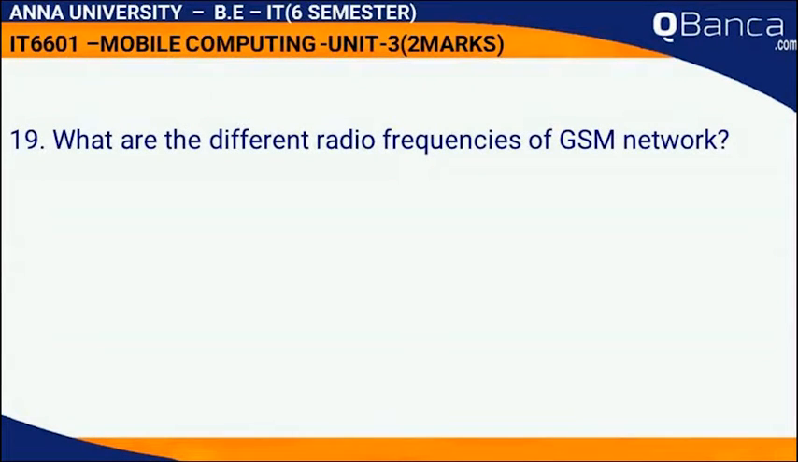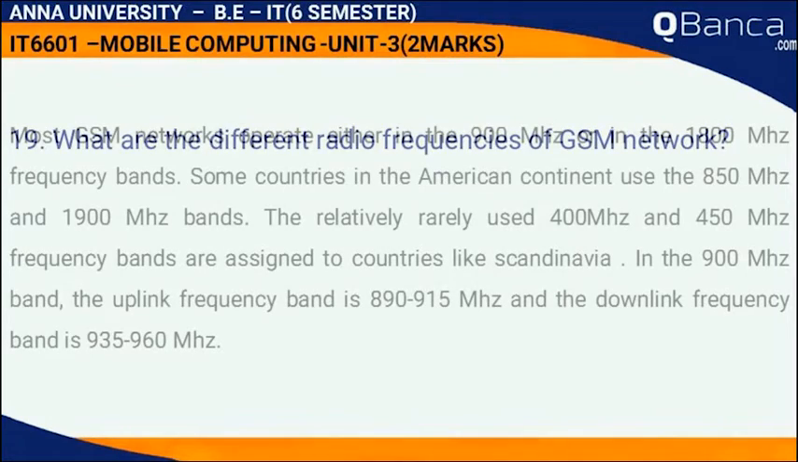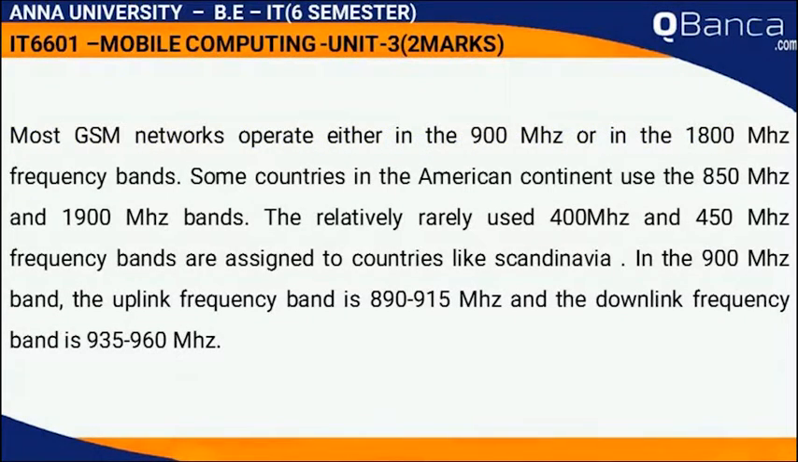What are the different radio frequencies of the GSM network? Most GSM networks operate either in the 900 MHz or in the 1800 MHz frequency band. Some countries in the American continent use the 850 MHz and 1900 MHz bands. The relatively rarely used 400 MHz and 450 MHz frequency bands are assigned to countries like Scandinavia.